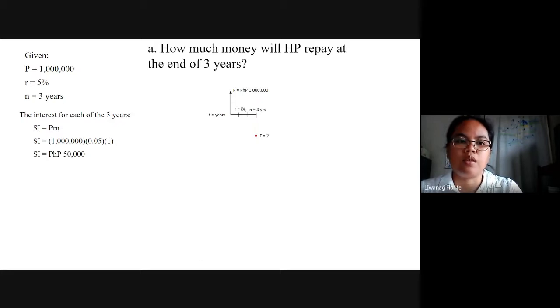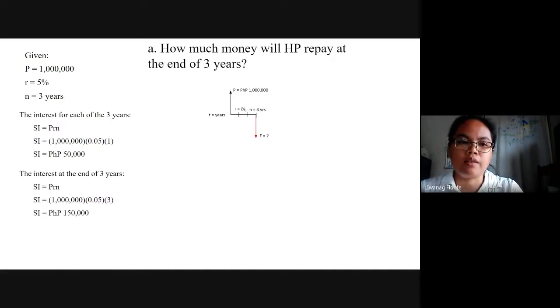So for the end of each year, year 1, year 2, and year 3, the simple interest is calculated with the formula SI is equal to P times R times N. And then our R, or the simple interest rate, is 5%. For the end of each year, we consider N is equal to 1 year. So for simple interest, the interest for each year is 50,000 pesos.